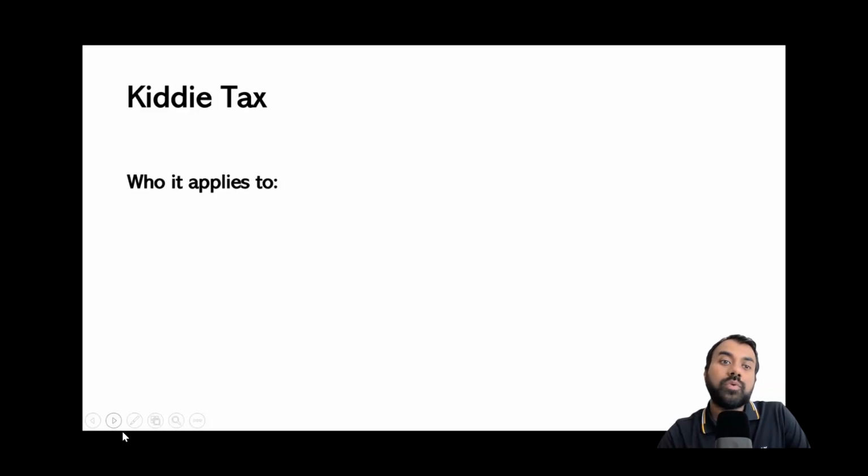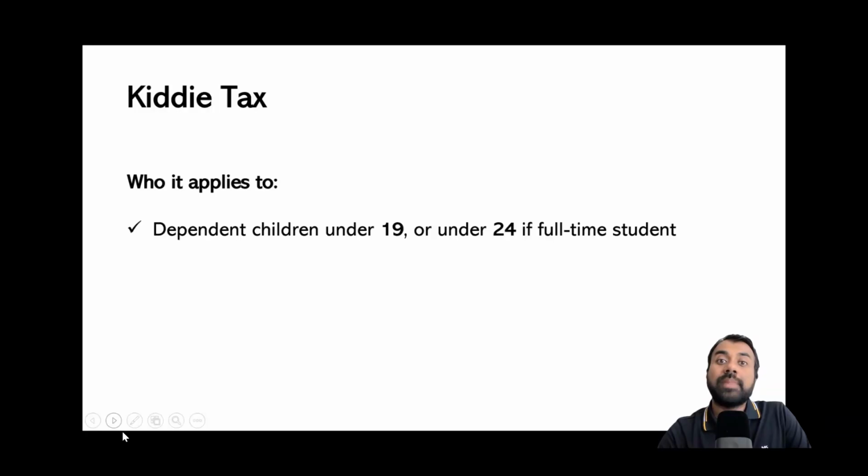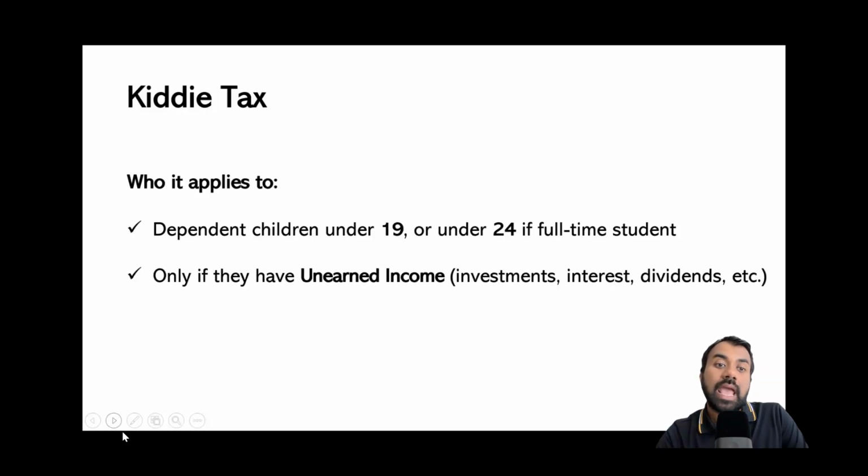Now let's think about who it applies to. It applies to dependent children under 19, or under 24 if they are full-time students, and only if they have unearned income, that is investment income, interest income, or income from dividends. So the kiddie tax rule applies only to the unearned income of the children.